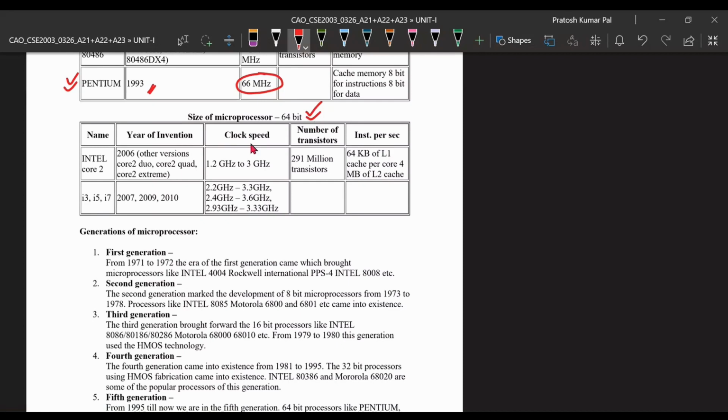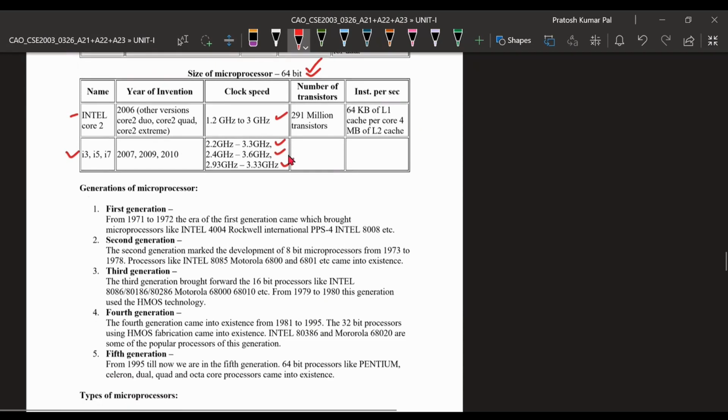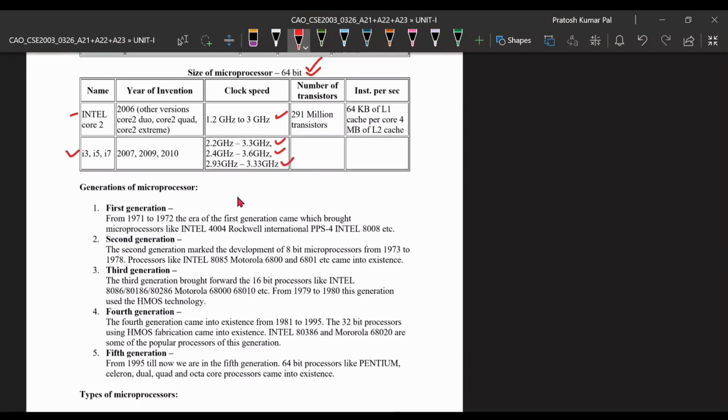And finally we have the 64-bit microprocessor. 64-bit microprocessors come like Intel Core 2 and Core 2 Duo, which are different variations of Core 2, and again i3, i5 and i7. You can just compare the speed. The latest processors are of 64-bit only.